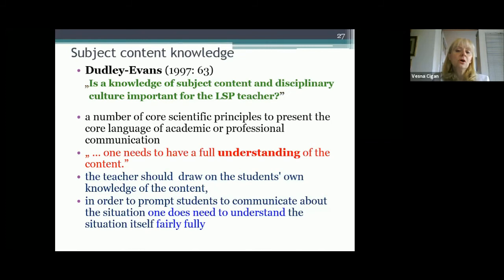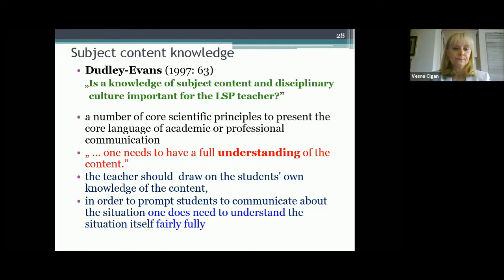At the same time, Dudley Evans examined the same issue and made several interesting points. LSP teaching exploits a number of core scientific principles to present the core technical language of academic or professional communication. In order to exploit these situations fully, one needs to have a full understanding of the content. This also implies that the teacher should draw on the student's knowledge of that content, and in order to prompt students to communicate about the situation, a teacher needs to understand the situation itself fairly fully.